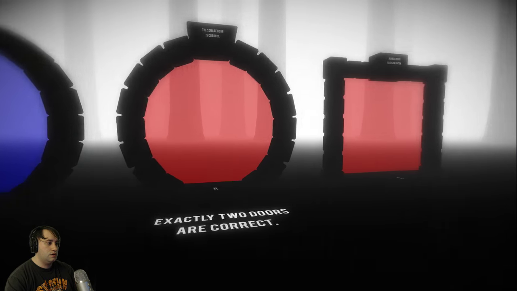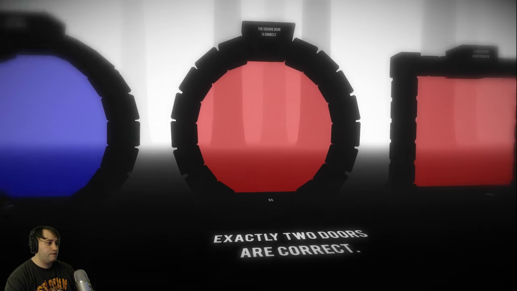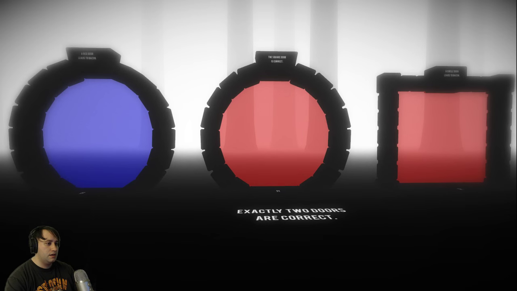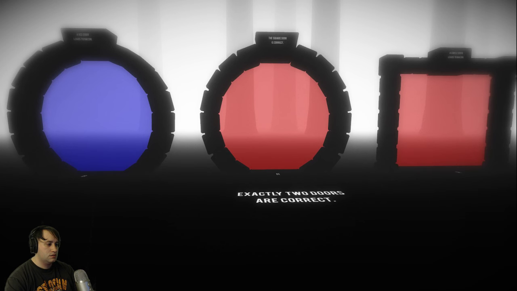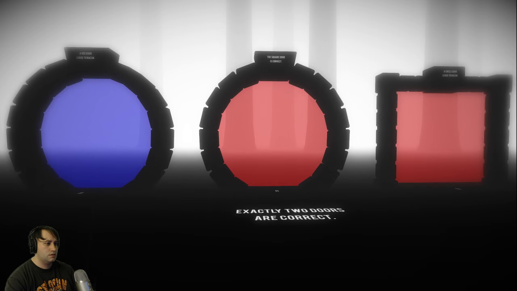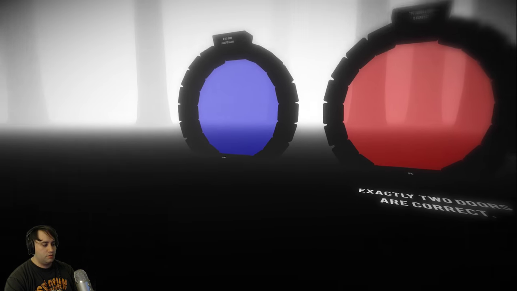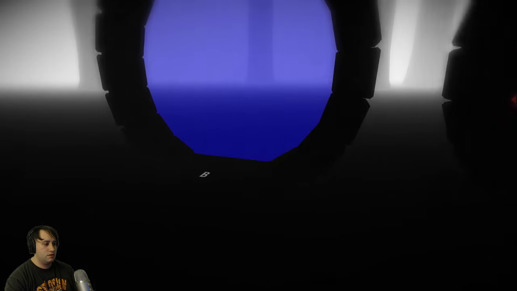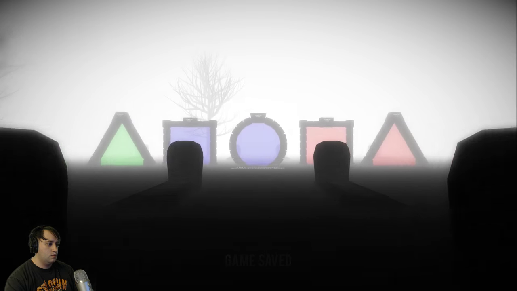If these two are correct, then this is also correct, and that doesn't work. If a red door leads to bacon and a circle door leads to bacon, then this one's correct. Or this one's incorrect, and we just go through here. I see votes for blue door. Alright, let's go through blue door. Good job, guys.